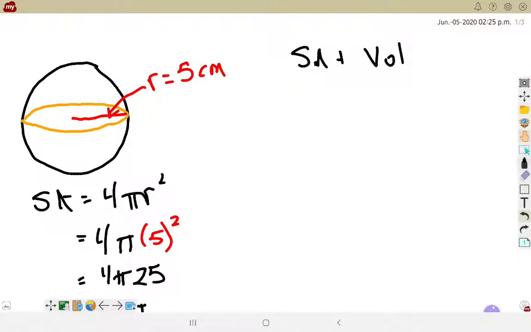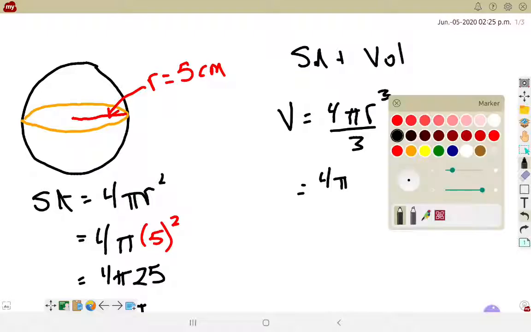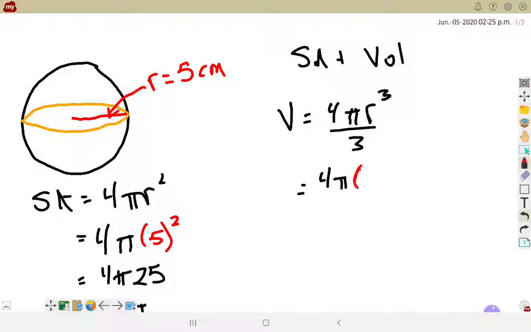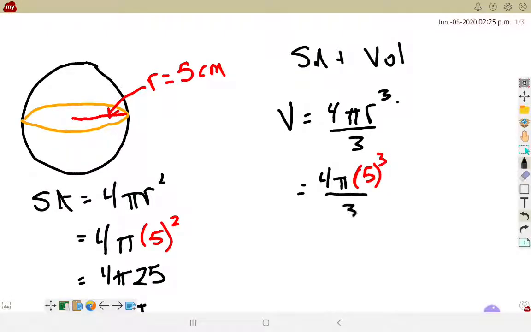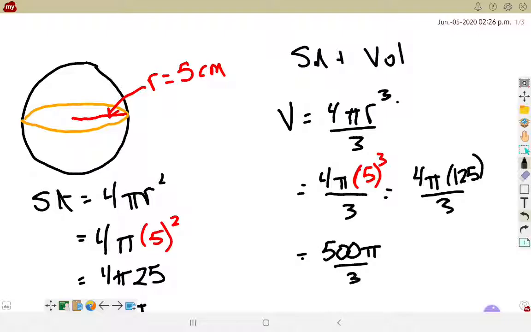For the volume, our formula for volume of a sphere is 4 pi r cubed over 3. And again, I'm going to replace my r with that given radius. So I'm going to substitute in my 5 and divide by 3 here. So this one would be 4 pi times 125 divided by 3. And again, if I move that 125 and multiply it by the 4, that would give me 500 pi over 3. And that would be my preferred answer because everything is all exact.